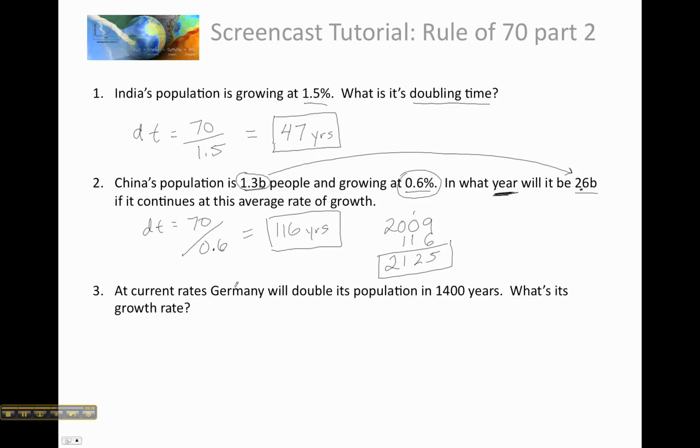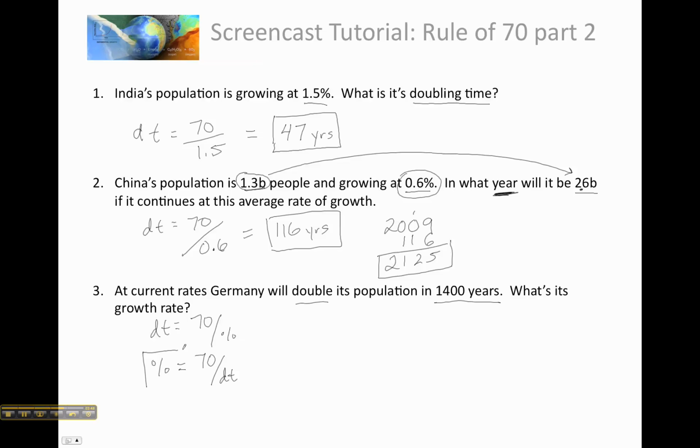At current rates, Germany will double its population in 1400 years. So a doubling time of 1400. What's its growth rate? Well, you may have memorized the Rule of 70 as 70 divided by percent growth. Do a little algebra here. The denominator and numerator on the opposite side, these are interchangeable. It's still a true statement to say that percent growth rate is equal to 70 divided by the doubling time.